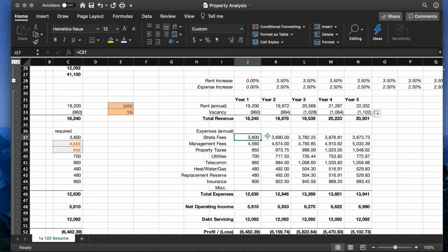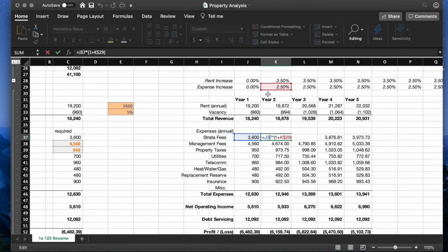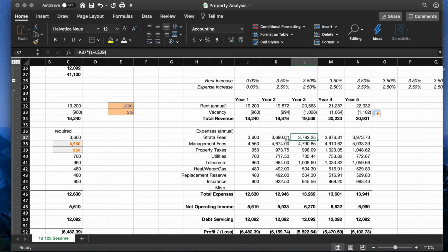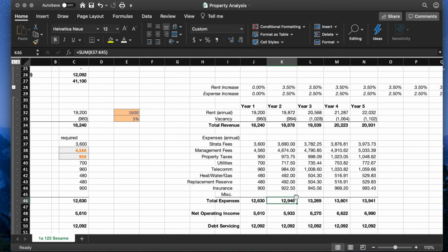And then with our expenses, we're doing something very similar. So with our strata fees, we're going up 2.5% per year. And again, we're able to just drag that formula across. So we can see our expenses over time increase as well. But what is happening is that our net operating income is increasing over time. And that's because the revenues are increasing at a greater rate than the expenses are.